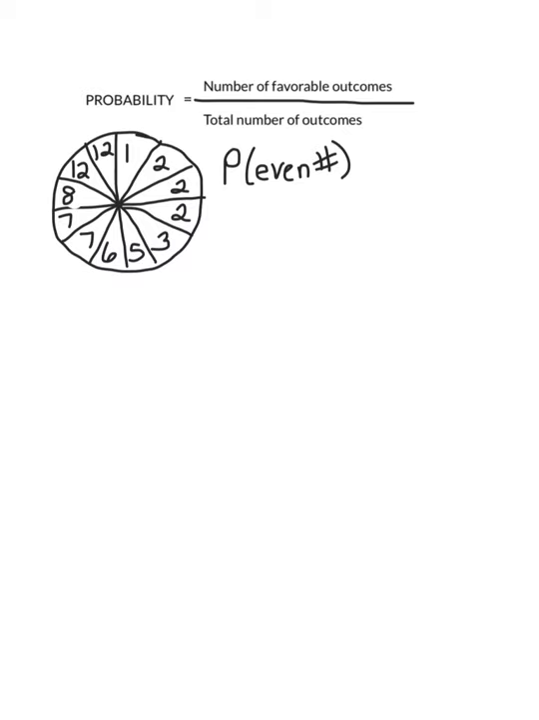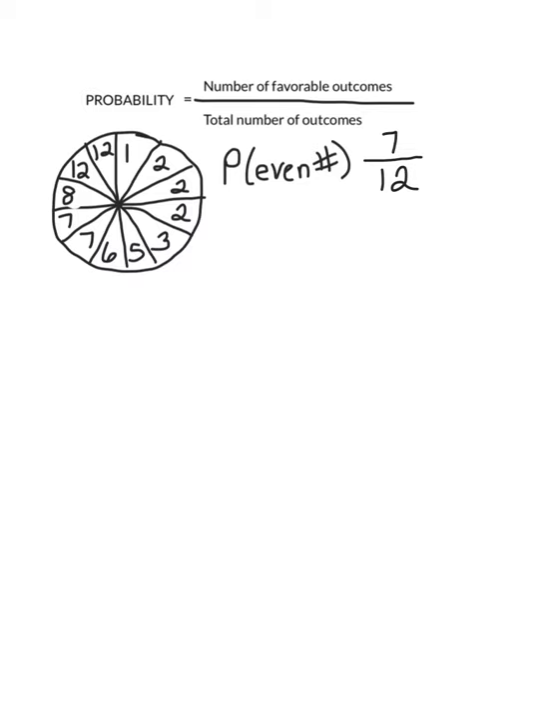So I'm going to set up a fraction first. How many even numbers are on the spinner? Well, 2 is an even number, 2, 6, 8, 12, 12. So that's 3, 4, 5, 6, 7 out of 12.